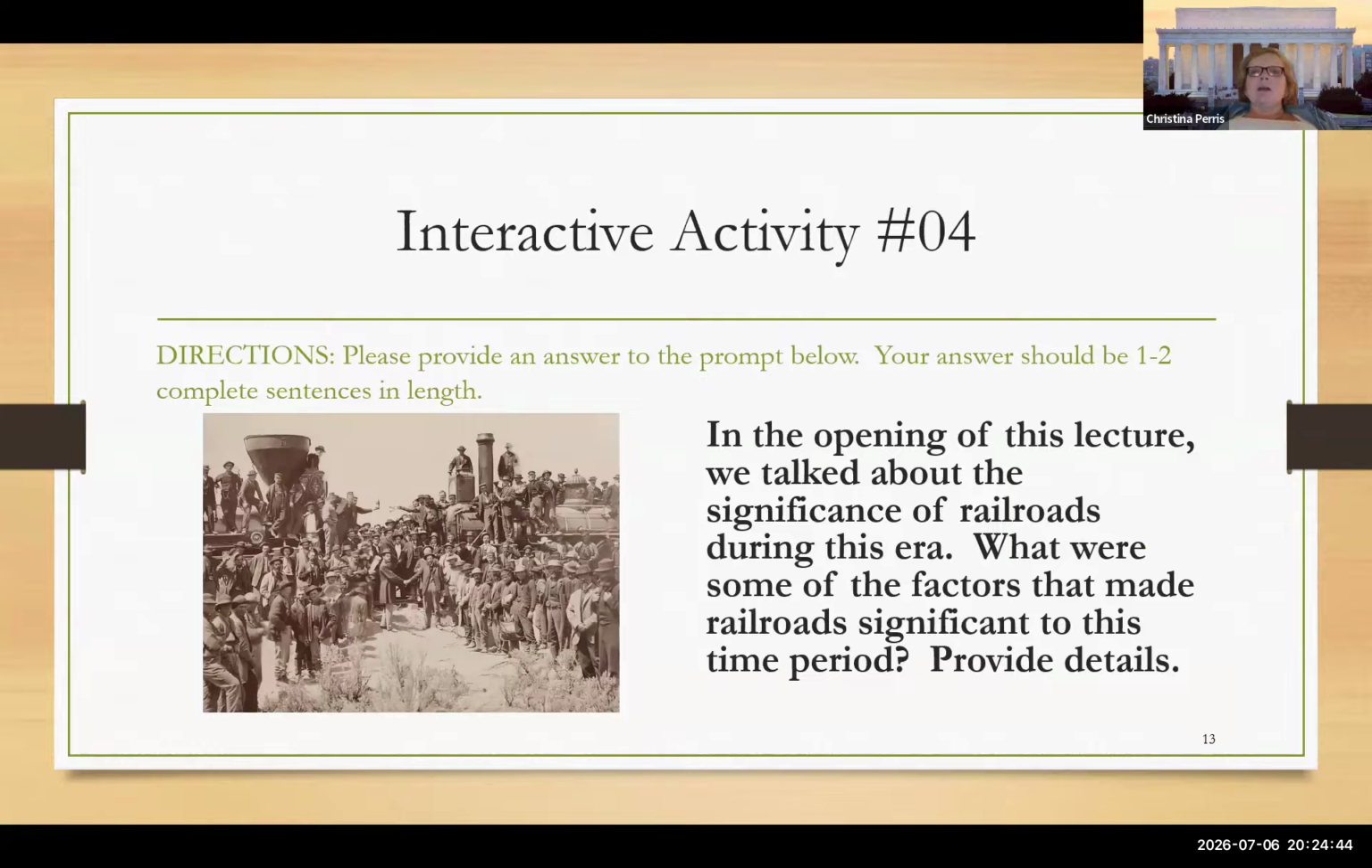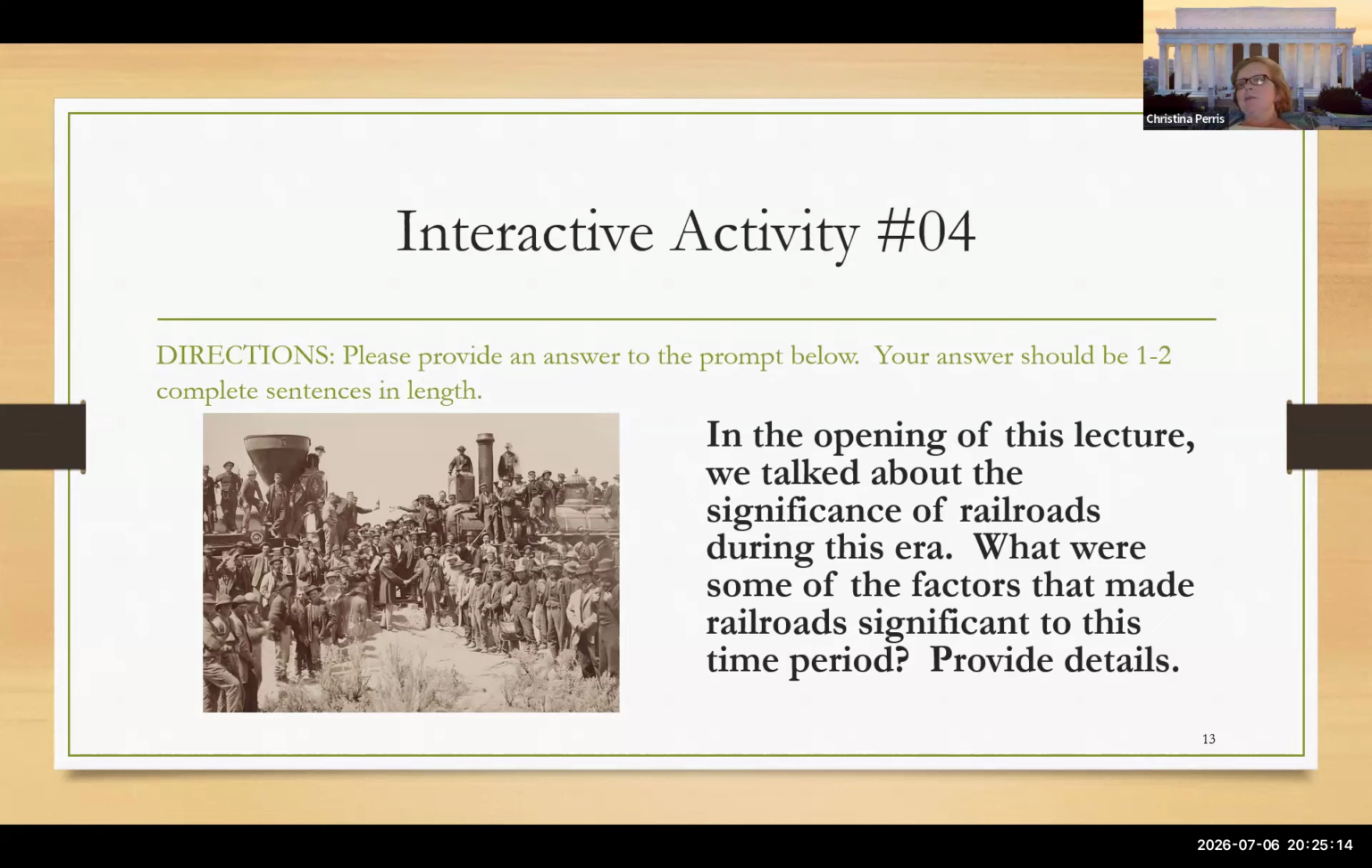In the opening of this lecture, we talked about the significance of railroads during the era. What were some of the factors that made railroads significant in this time period? Provide details. So let's see, would that be interactive activity 4? Let's see, 15, 16, 17, 18. Yeah, this would be interactive activity number 4.